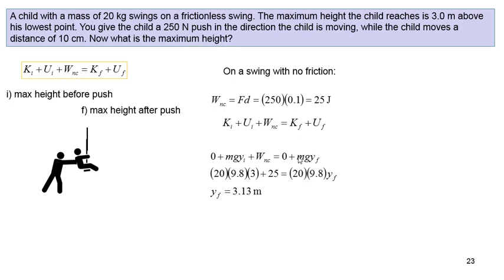Here my mass does not cancel. Your mass only cancels if the work done by non-conservative forces is 0, because you have an m in each of these expressions. Once you start involving the work done by non-conservative forces, your mass will not cancel anymore, and the mass does matter. So I've included all the values here, and I'm including the 25 joules of work that you did when you push on the kid. Then I can solve for Y final, and as you expect, it's bigger. Initially, the kid only got up to 3 meters above his lowest point, and after the push, now he reaches a height of 3.13 meters.